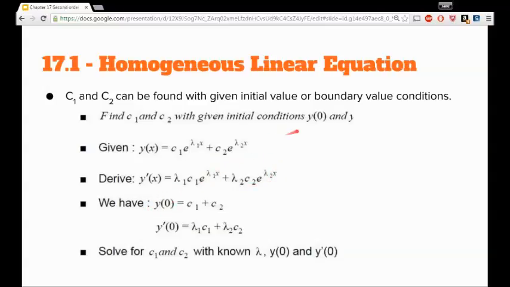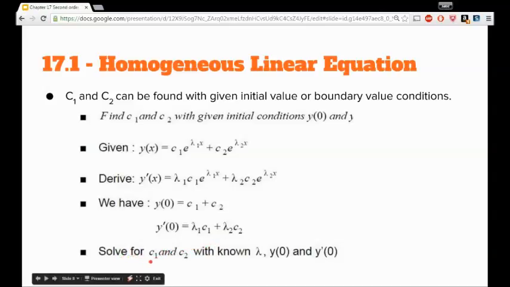And when we plug in the initial values, we get y of 0 is equal to c1 plus c2, and y prime of 0 will be equal to lambda 1 times c1 plus lambda 2 times c2. We can just get rid of the terms where e to the power of lambda 1 x and e to the power of lambda 2 x appear, since they equal 1 at x equals 0.